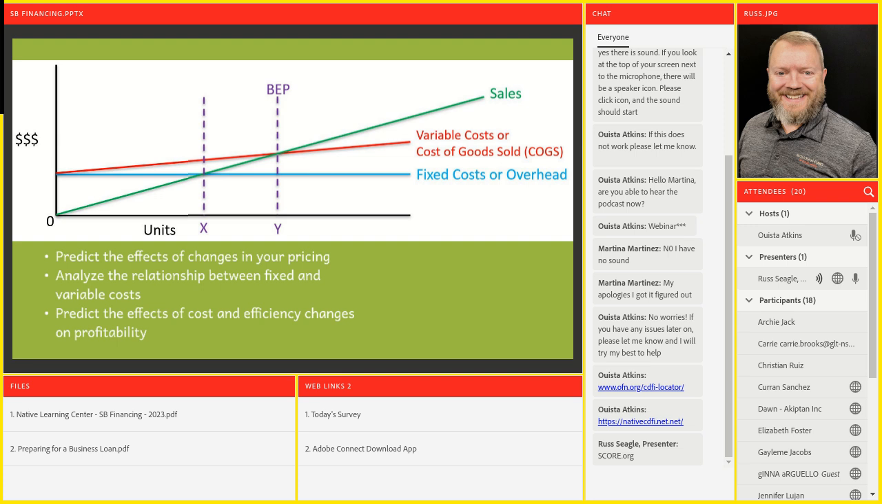versus trying to deal with the overhead cost or the fixed cost, which means maybe you call Verizon and lower your cell phone bill by half with one phone call. When you bring that fixed cost line down, when you bring that blue line down, your variable cost line comes down with it, and these purple lines move left. In other words, your break-even bar gets lower. It helps you predict the effects of cost and efficiency changes on your profitability. If you make changes that move these lines, what does that do for you? What does that do for your company?